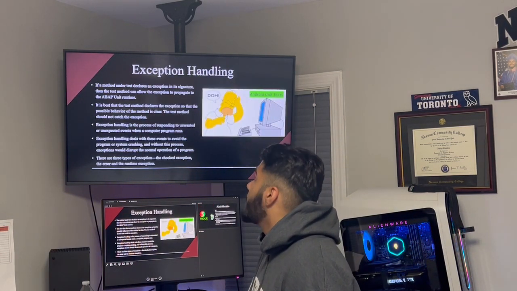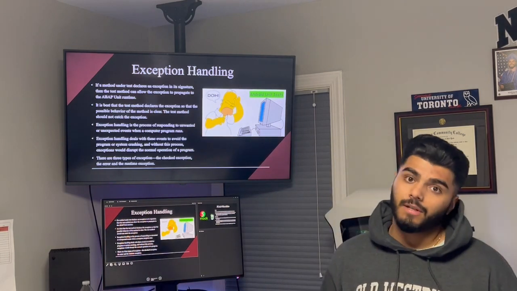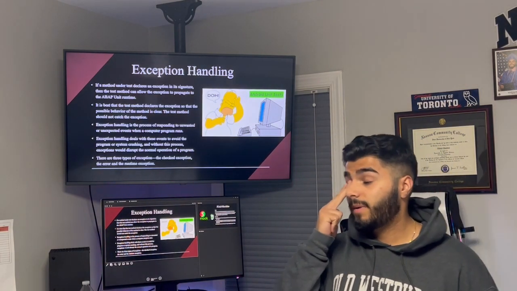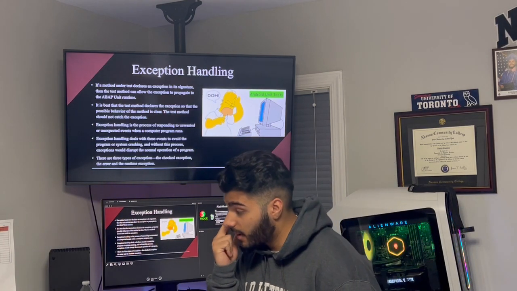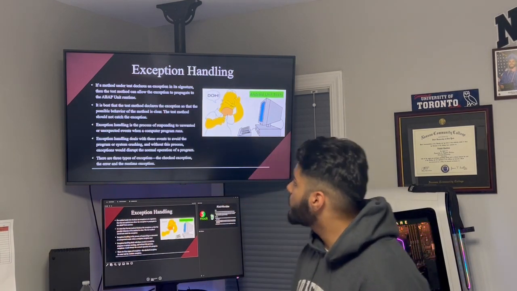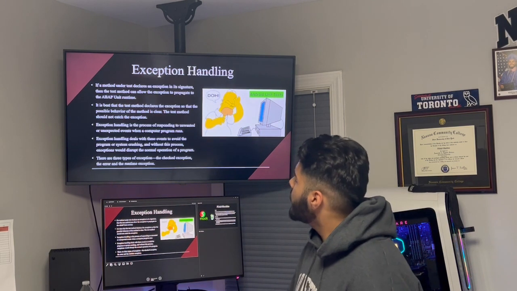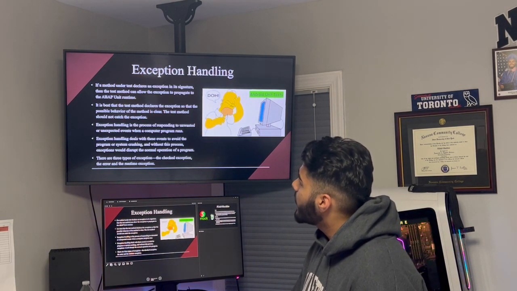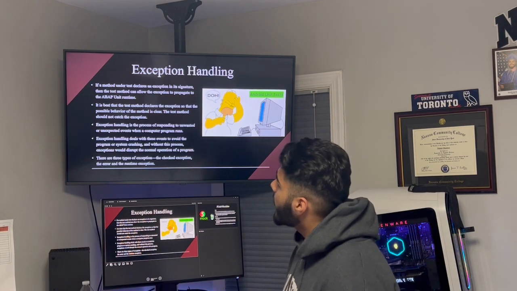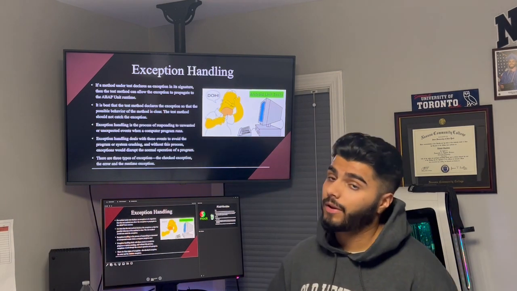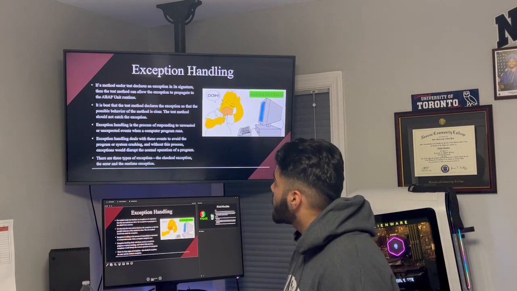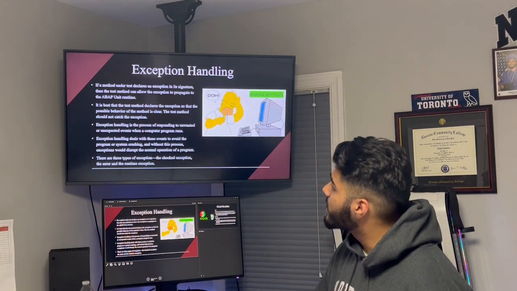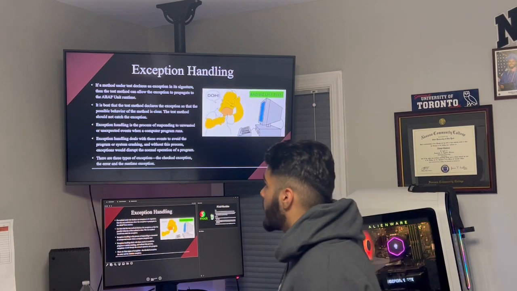All right, exception handling. Everyone has dealt with exception handling, if we learned it in C++, Java, Python. It's a very key concept in coding, and we'll discuss it right here. If a method under test declares an exception in its signature, then the test method can allow the exception to propagate to the JUnit runtime. It is best that the test method declares the exception so that the possible behavior of the method is clear. The test method should not catch the exception.